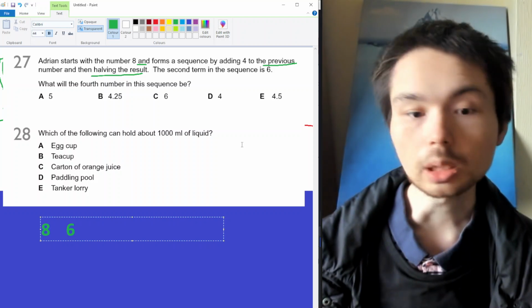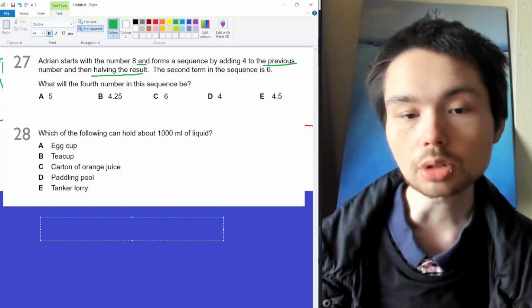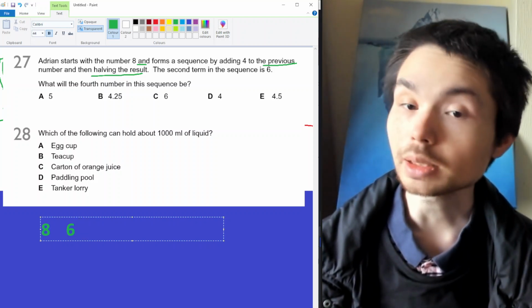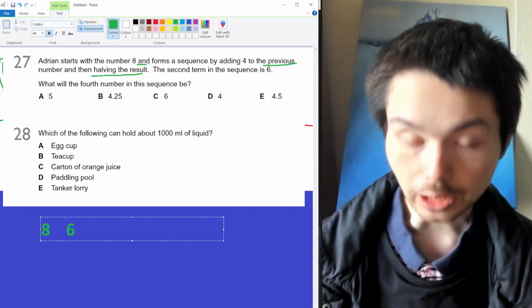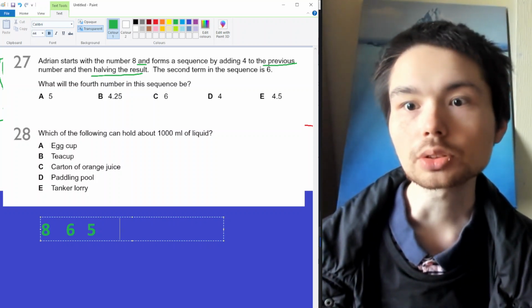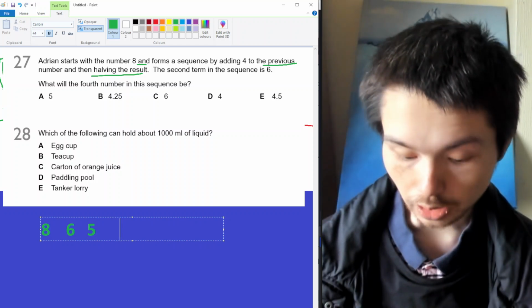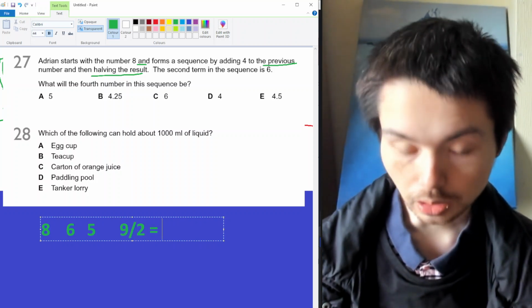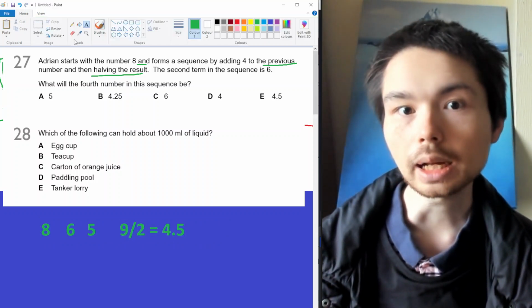What will be the fourth number? Just keep obeying the instruction. So you're going to add 4, which will be 10. Then you halve it, which will be 5. Again, 5 plus 4 is 9. And what's 9 divided by 2? 9 divided by 2 is 4.5. So there we go. That is the answer.